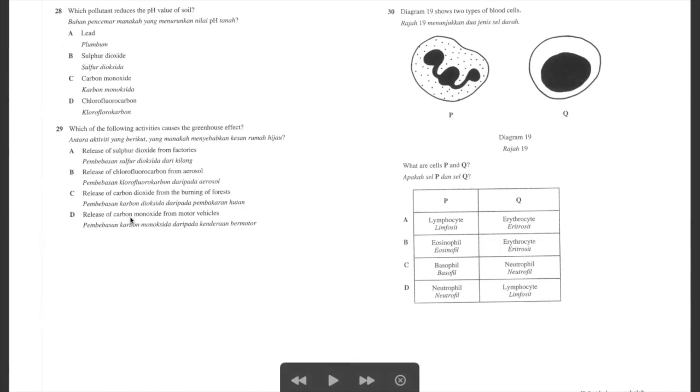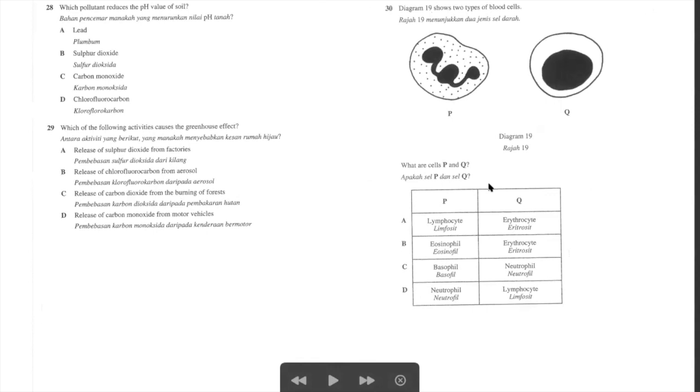Yang ni the release of carbon monoxide from motor vehicle. Yang ni menyebabkan the low intake of oxygen. Sebab apa? Carbon monoxide ni dia akan limit the oxygen intake in our body. So this can lead to difficult breathing and also lead to death. Akan menyebabkan kematian jugalah sebab kita ada oksigen. So the answer is carbon dioxide. Ingat greenhouse effect is due to carbon dioxide.